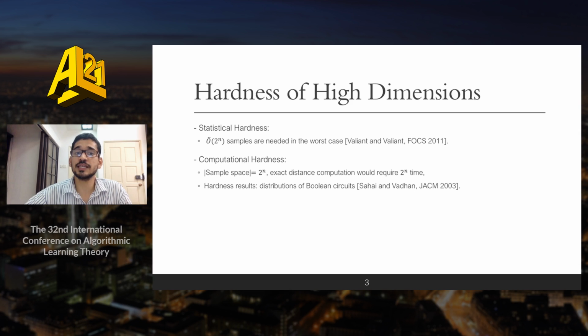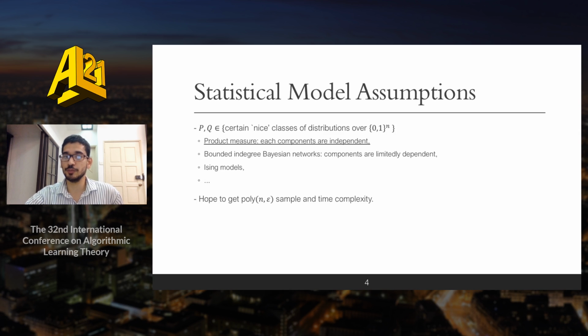Now, the high dimensional setup comes with certain natural hardness results. First of them is the statistical hardness, which says that this d1 versus d2 testing problem for certain choices of d1 and d2 would require something like 2 to the n samples in the worst case. Then we note that computationally, since the sample space size is 2 to the n, an exact distance computation would take so much time. And then there are hardness results which say that for distributions coming out of Boolean circuits, this problem of d1 versus d2 testing for certain choices of d1 and d2 is complete for certain classes beyond polynomial time.